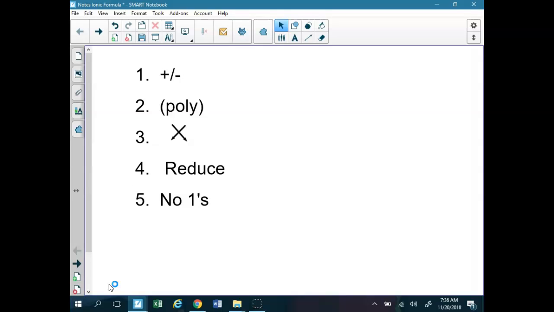So if you open your first window of your flip chart, the ionic window of your flip chart, you will see the first step is we call plus or minus. The second step is put polys around. Third step is crisscross down. Fourth step is to reduce. And 5th step is to rewrite, or no ones. Rewrite without ones, but just paraphrase it, no ones. Okay? All right, so that's what we're going to do.